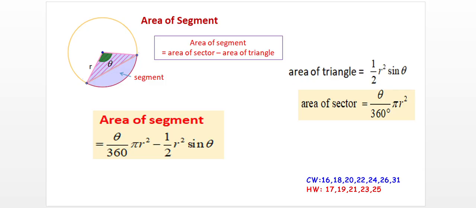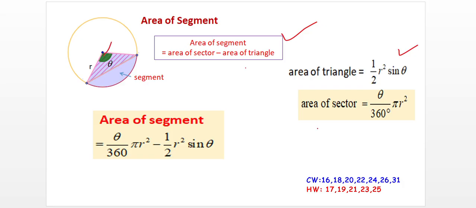Next, how do we find the area of a segment? Now, we do not have a direct formula for finding the area of the segment. To find it, we find the area of the sector, this whole shaded part, and then we subtract from it the area of this triangle. Okay, now what is the formula for finding the area of the triangle? It is half of r squared sine theta. Theta is the angle that is mentioned here in green.